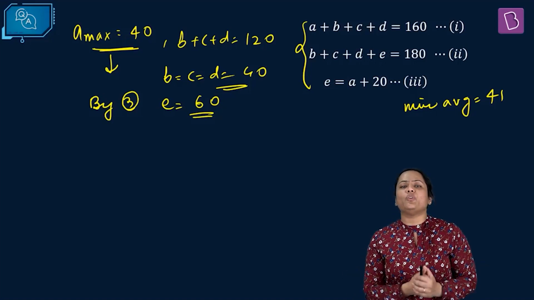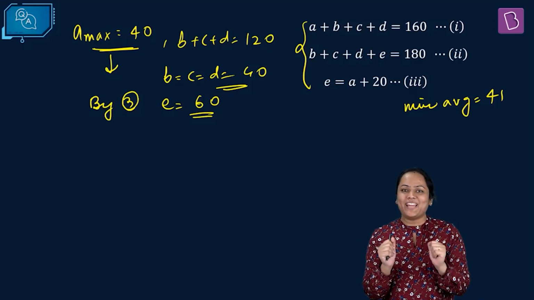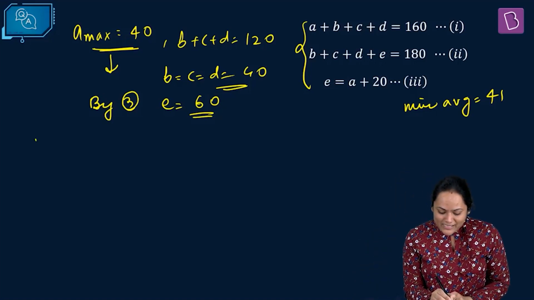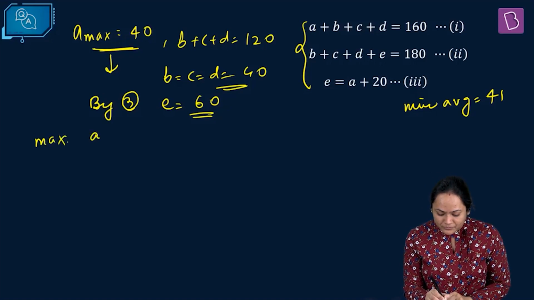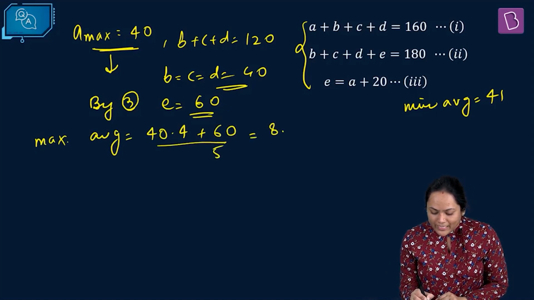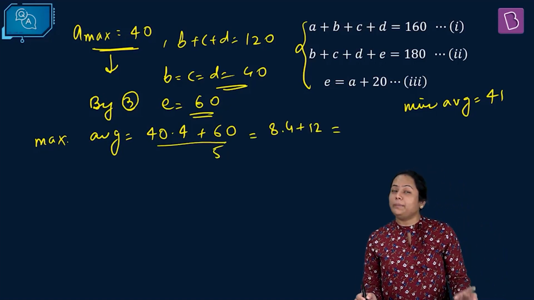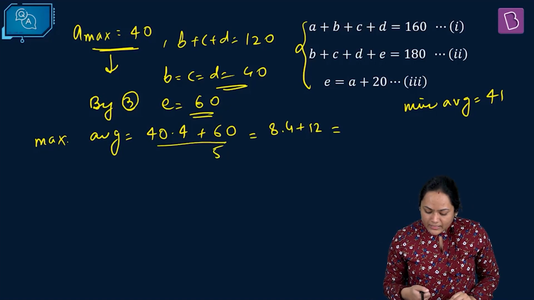So guys, what are you waiting for? Find the maximum average, find the answer, and let's see who gets it first. So my maximum average will come out as 40 multiplied by 4 plus 60, divided by 5, which is going to become 8 into 4 plus 12. Further, I can say that this will be 32 plus 12. That is equal to 44.